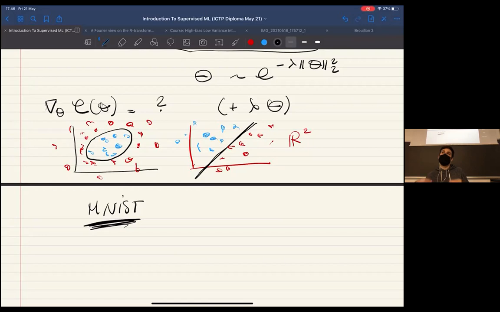And then repeat all that and do a soft max regression. So try data with more than 2 classes. Okay. And basically that's it.